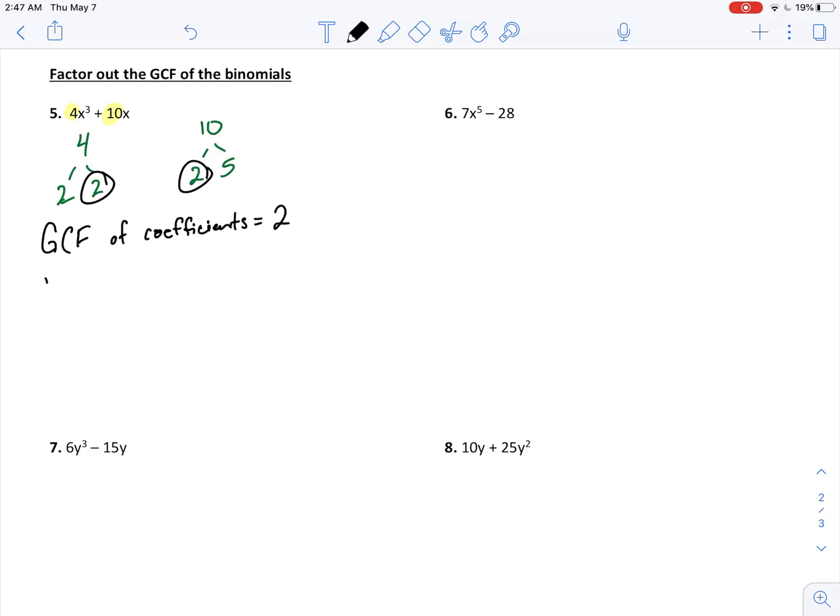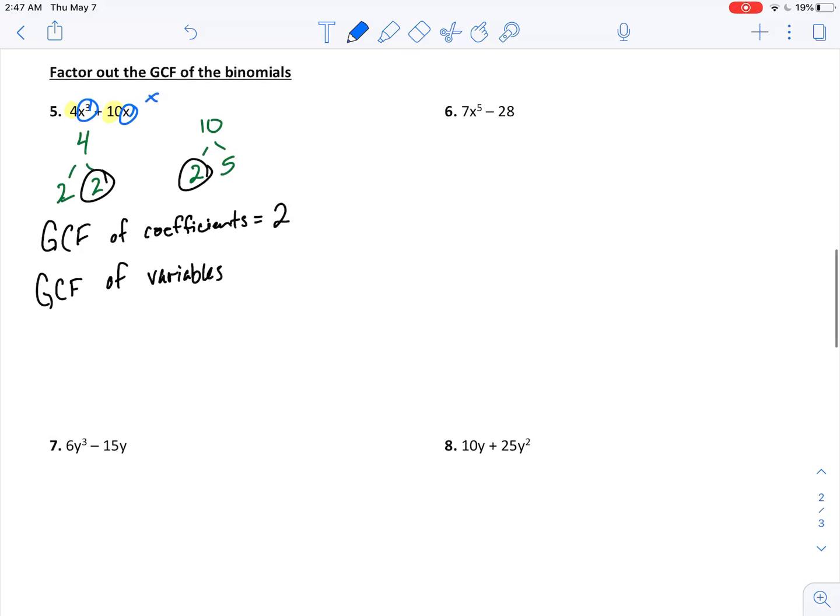But now I've got to figure out what's the GCF, or the greatest common factor, of my variables. So I've got x and x cubed. And if I have 1x over here and 3x's over here, well, they only have 1 in common. And again, that trick you can use, just take the smaller exponent. That's always going to work. So this would just be x, or x to the first. So my final answer, my final GCF, is going to be 2x.